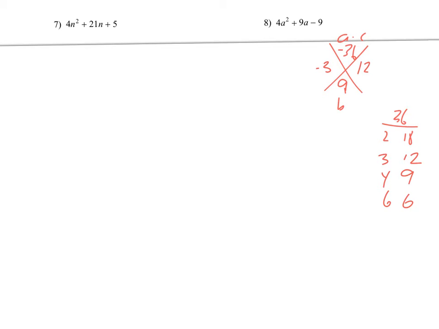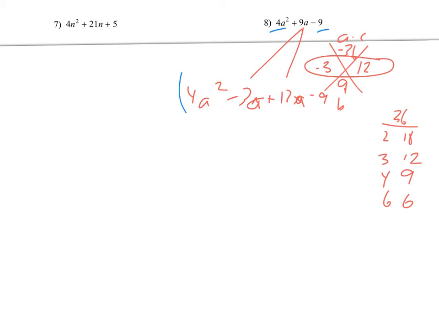I do, though, need to use the grouping technique here. So these just tell me to split this up into negative 3x and positive 12x. And then I do need these terms as well. So for a, actually, this should be a right there. And so we have 4a squared and then negative 9.